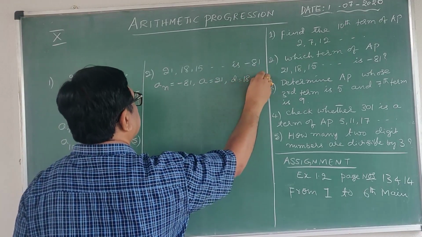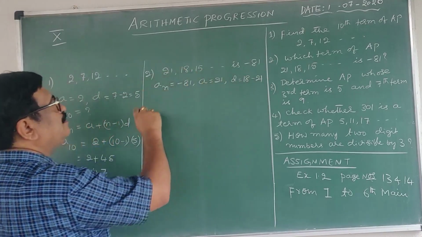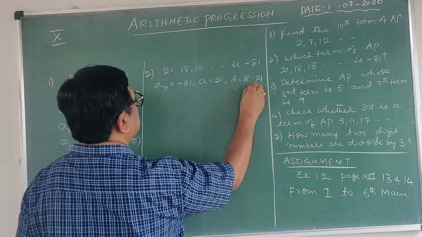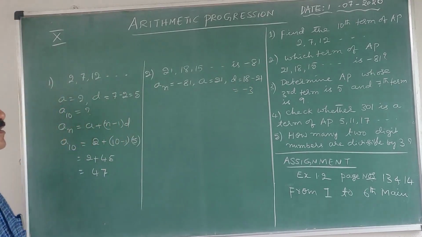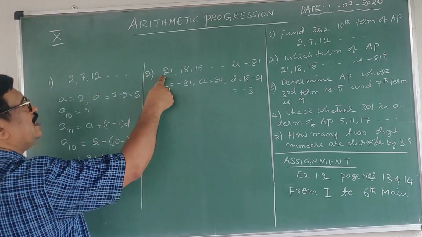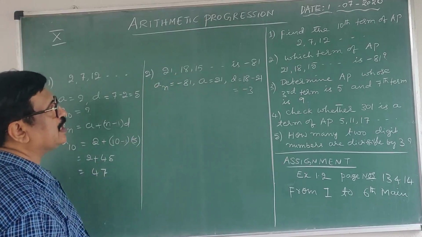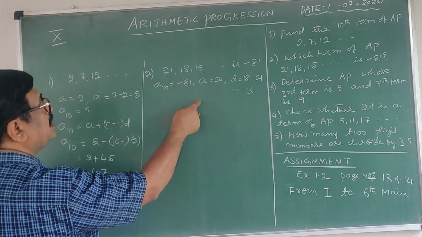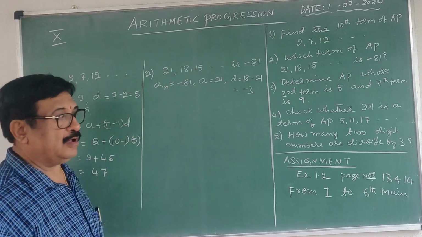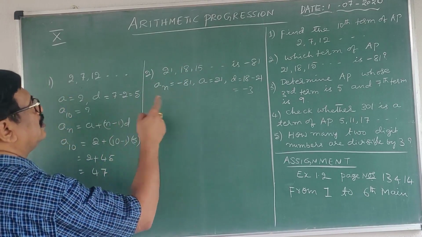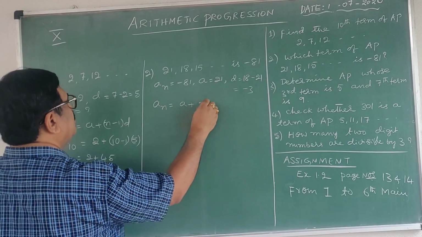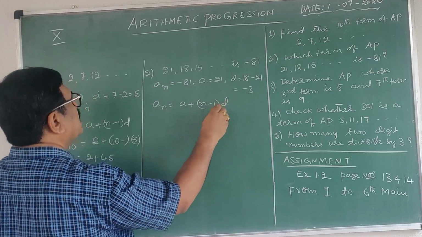It is 18 minus 21 or 15 minus 18, that is equal to minus 3. Verification: if I add minus 3 to 21, I must get 18. If I add minus 3 to 18, 18 plus minus 3, it is 15, and so on. Then use the formula a_n equals a plus (n minus 1) into d.